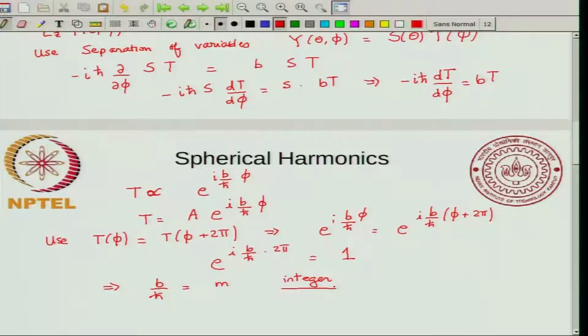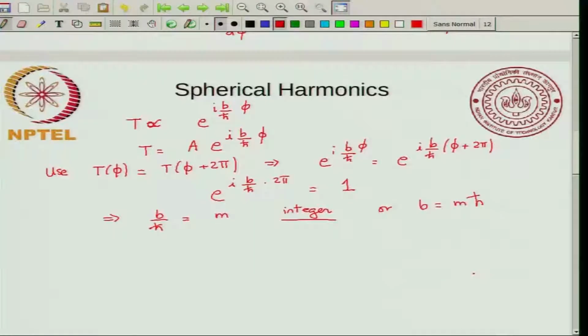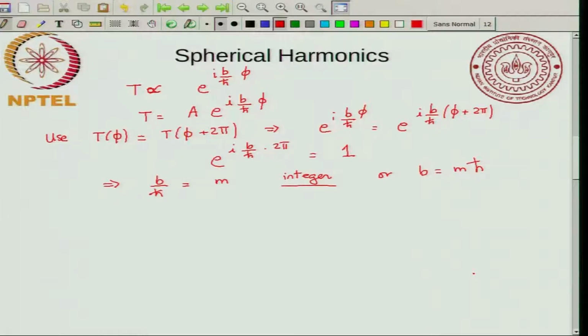So b equal to m h bar. This is commonly referred to as the quantization of the z component of angular momentum. So m is an integer, which means it can be 0, plus minus 1, plus minus 2, plus minus 3, and so on. So this is the T part.